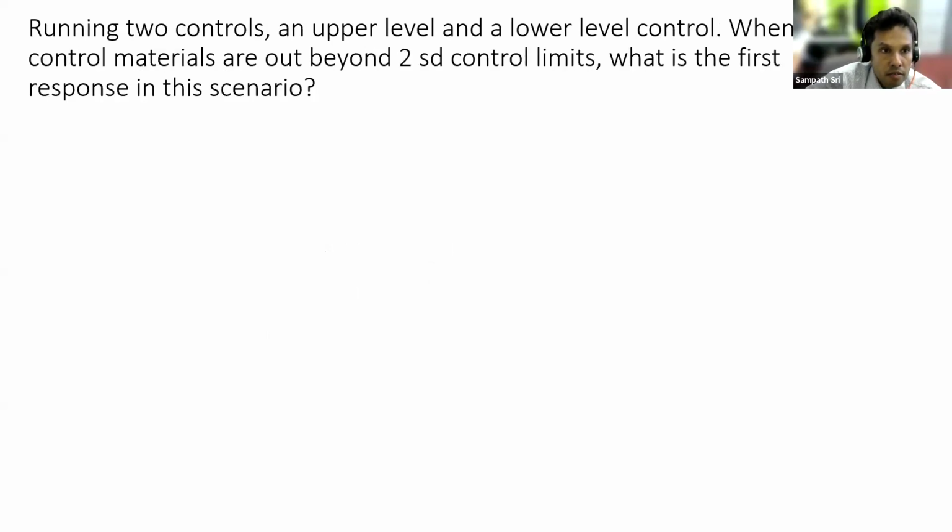The next one is, if we are running 2 controls, upper level and lower control level, when both control materials are beyond 2SD control limits, what is the first response in this scenario? So we have to reject the run and troubleshoot because we have a 2-2S rule violation.